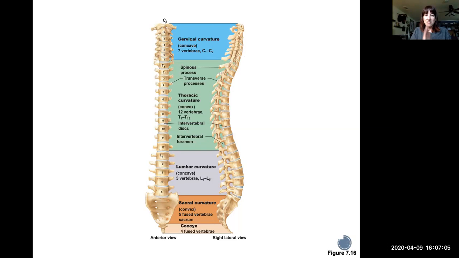The kyphosis and the lordosis are like an anterior-posterior plane. So it'd be more like the midsagittal plane, in terms of the curvature happening along the normal curvatures of the spine, but just magnified too much.